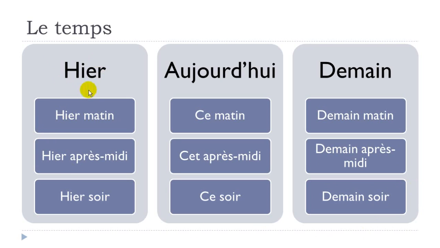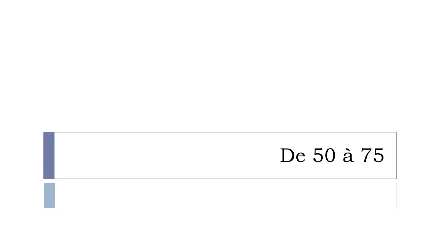So one more time. Hier. Hier matin. Hier après-midi. Hier soir. Aujourd'hui. Ce matin. Cet après-midi. Ce soir. Demain. Demain matin. Demain après-midi. Demain soir. Now, de 50 à 75, from 50 till 75. So let's see how they go.